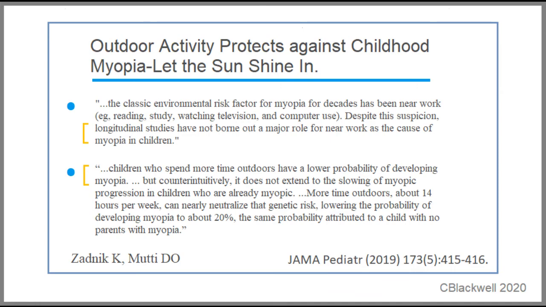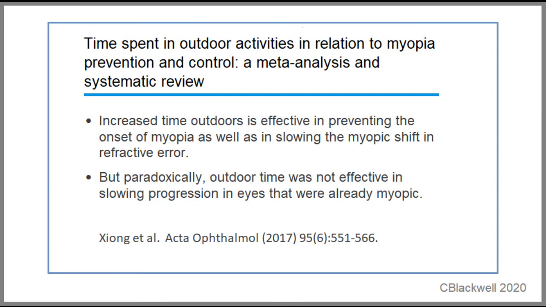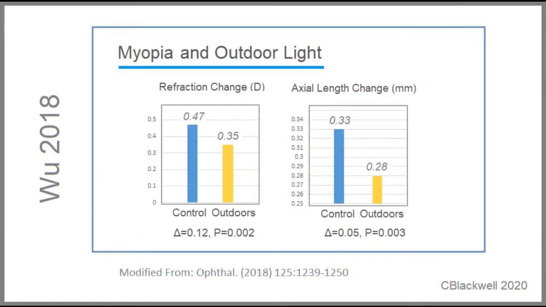But it is puzzling that light exposure does not slow myopia once it is present, referencing the following 2017 meta-analysis, which found that outdoor time is effective at reducing onset of myopia, but does not appear to slow development in children who are already myopic. Note: this is before the 2018 Wu result.